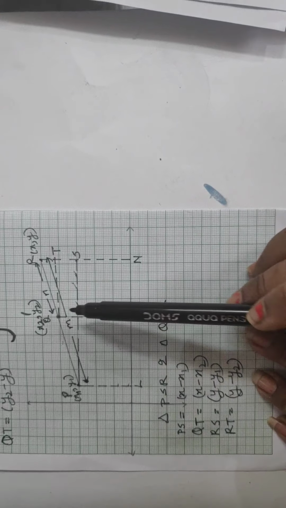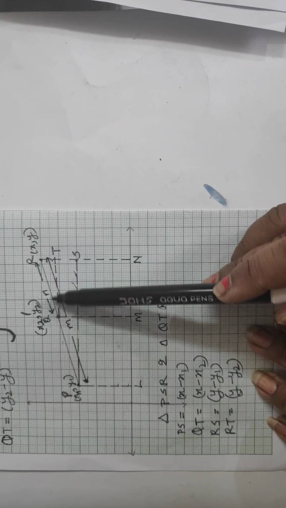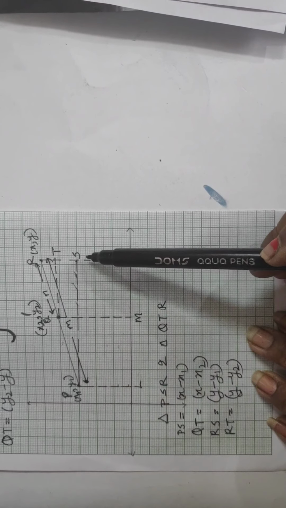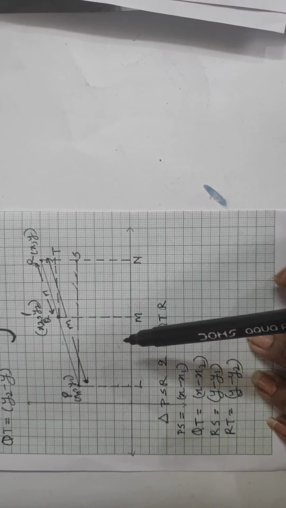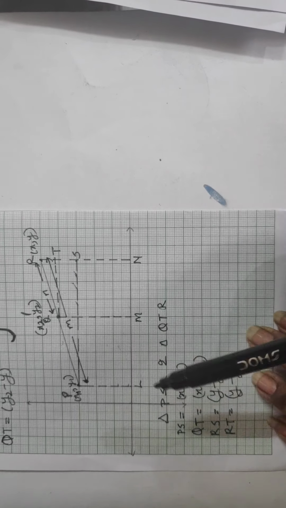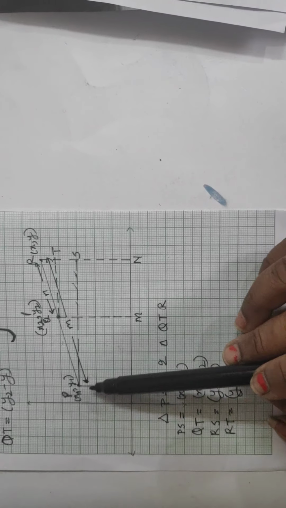QRT, this smaller triangle, and here the bigger one, PRS. Again, we need to prove them similar. First of all, let's find out the value of PS.